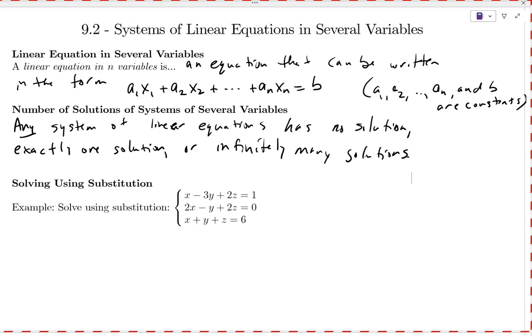Okay? So it doesn't really matter which one you do. If you're going to do this with substitution, I would look for something that's easy to solve for. So for example, if I look at the first equation, I can solve that easily for x just by moving the other stuff to the other side, right? I can add the 3y and subtract the 2z over to solve for x. That's pretty easy to solve for x in that case, isn't it? So this first one we can write x equals 3y minus 2z plus 1.